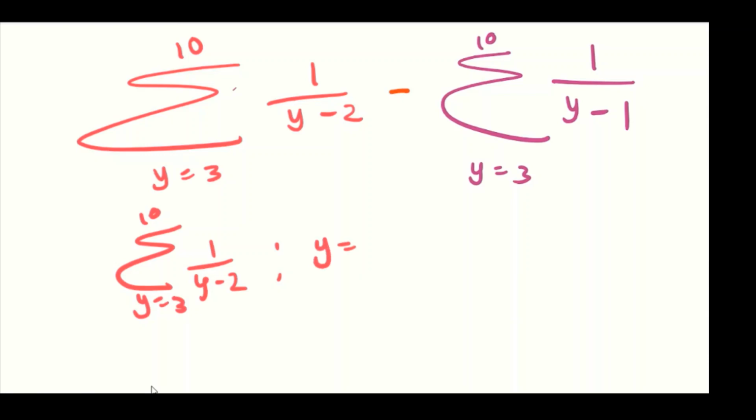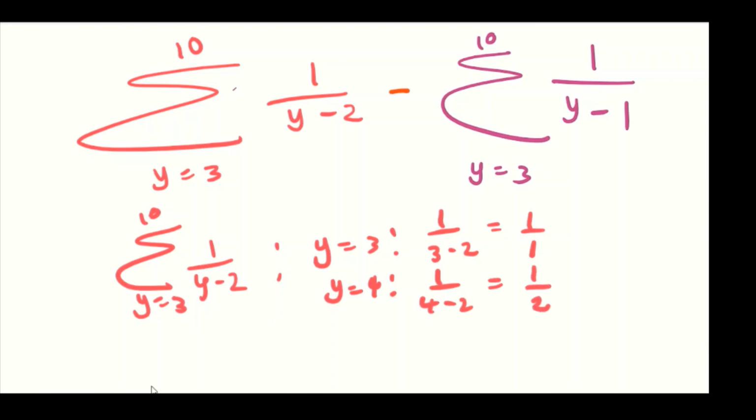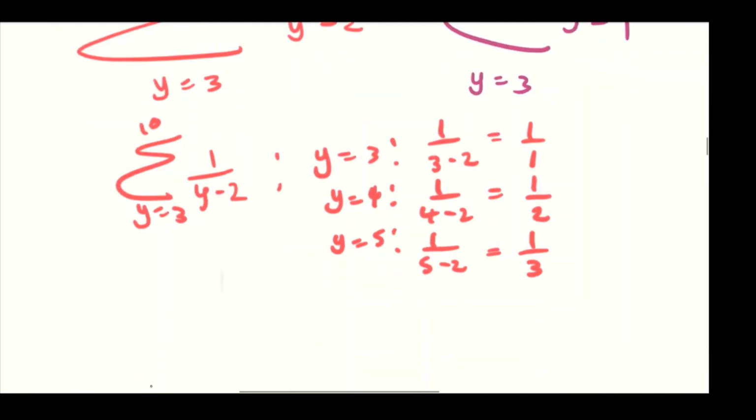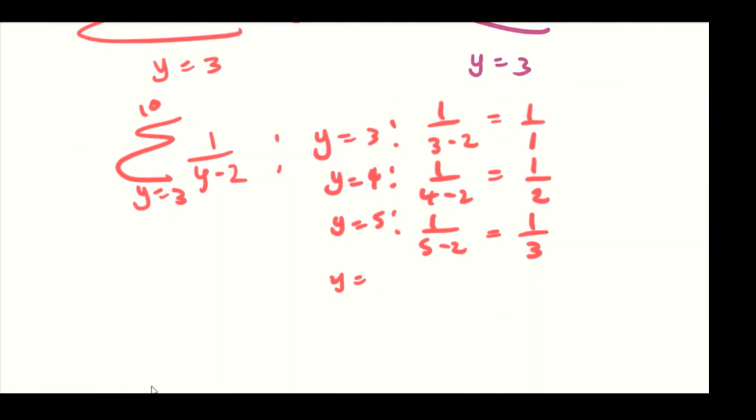So when y equals 3, we have 1 over 3 minus 2, right, which is equal to 1 over 1. When y equals 4, we have 1 over 4 minus 2, which is equal to 1 over 2. When y equals 5, we have 1 over 5 minus 2, which is equal to 1 over 3. So if you check, even if we increase y to 6, it's going to continue. So basically it's just going to go up until, let's just write everything so that you can see.